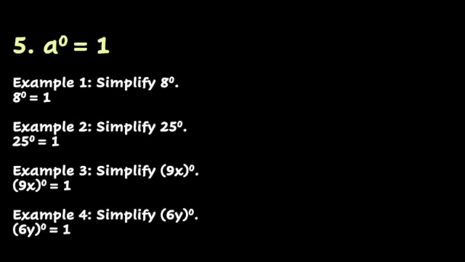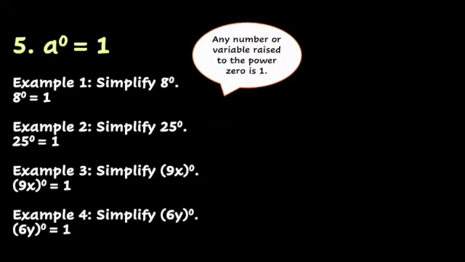According to the next law of indices, any number or variable raised to the power 0 is equal to 1. So we express it as a raised to the power 0 equal to 1. In example 1, we have simplify 8 raised to the power 0 here. So you can see the answer is 1. In example 2, we have another number which is 25 raised to the power 0. Again the answer is 1. So it doesn't matter what the number is. If it is raised to the power 0, it has to be 1.